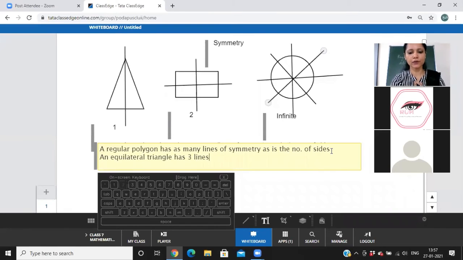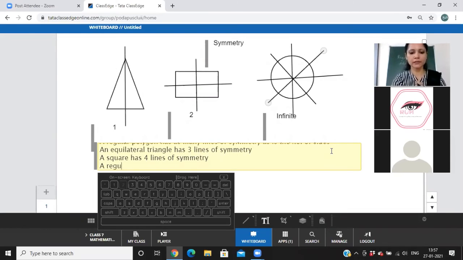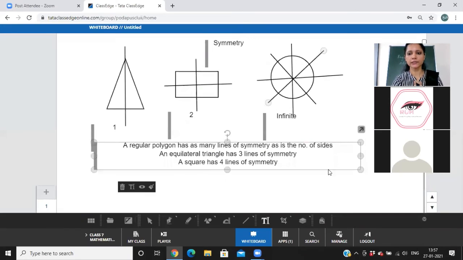A square has 4 lines of symmetry. Similarly, a regular pentagon has 5 lines of symmetry. Likewise, you can find out the lines of symmetry for the other regular polygons too.